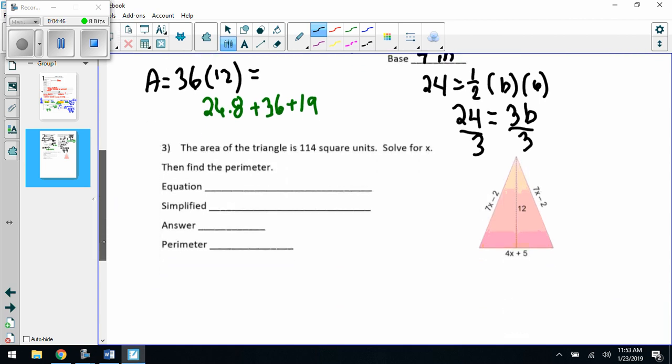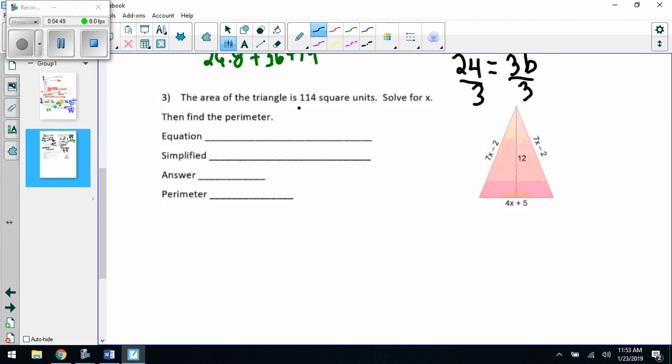Moving on to the third example. The area of the triangle is 104 square units. We need to solve for x. Then find the perimeter. Two different things they want us to do here. The equation, again, hopefully you have this memorized by now, is area equals 1/2 base times height. And we're going to plug in what we know. We know that the area is 114, so we're going to replace A with 114. We always use 1/2. We're going to come over to this triangle and see that the base in this case is 4x plus 5. So I'm going to put that in parentheses. And don't forget about the height, which is the bottom to the top, and in this case, it is 12.